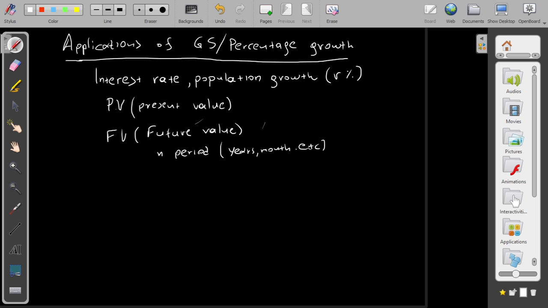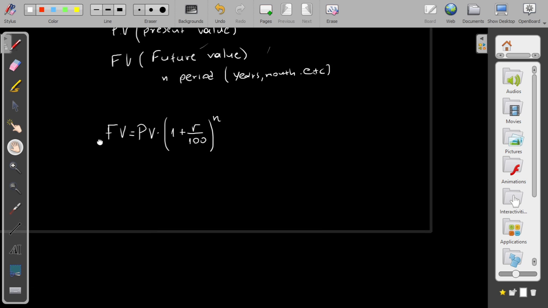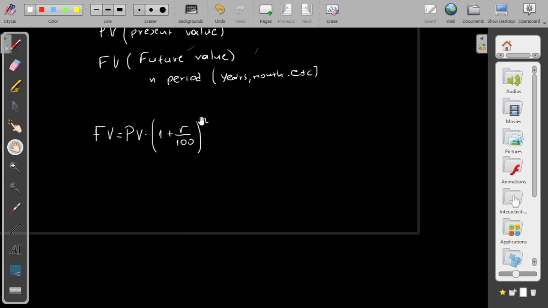Now, the basic thing is to see first the formula, which is FV equals PV times 1 plus R over 100, which is my percentage, to the power of N. Now the formula changes depending what kind of interest I have. Is it yearly? It will be just N. Is it monthly or quarterly or half year? This changes a little bit the formula, but the general idea is the same.